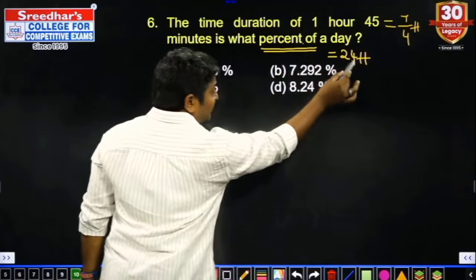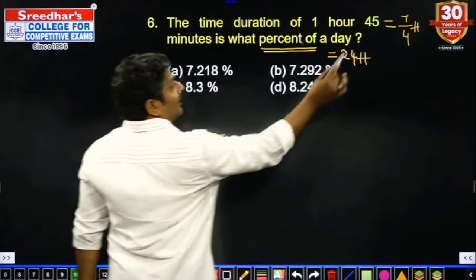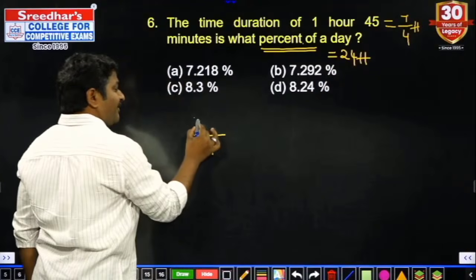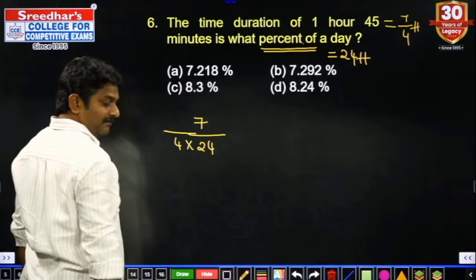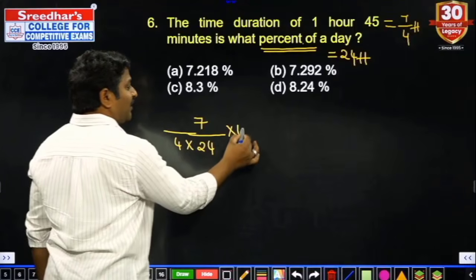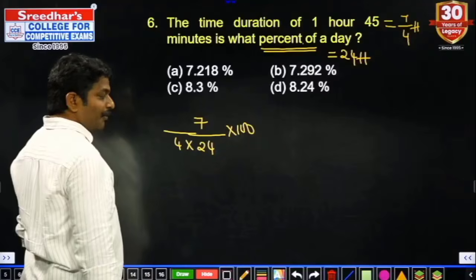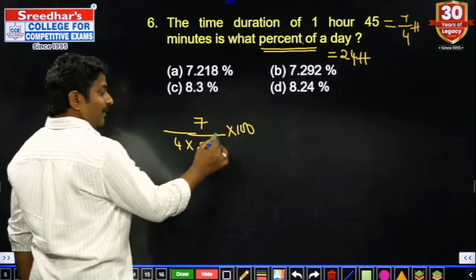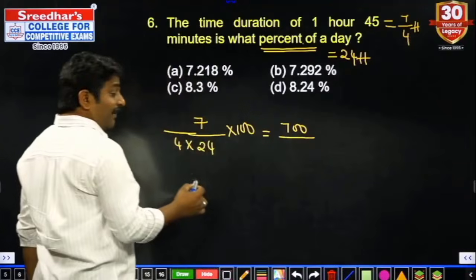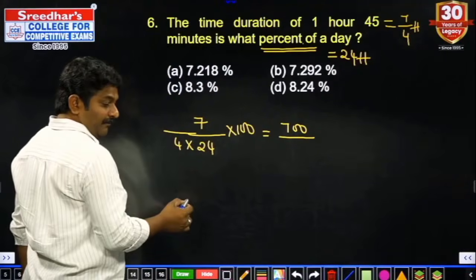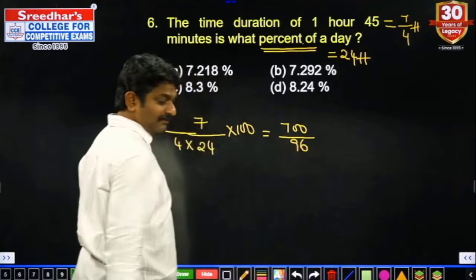Percentage of, this should come in the denominator. This comes in the numerator. 7 by 4, 7 in the numerator and 4 in the denominator. Percentage, into 100. Hope you are following. Don't go for cancellation here. Let me write directly. 700 by 4 into 24. 4 24 times, that is equal to 96.